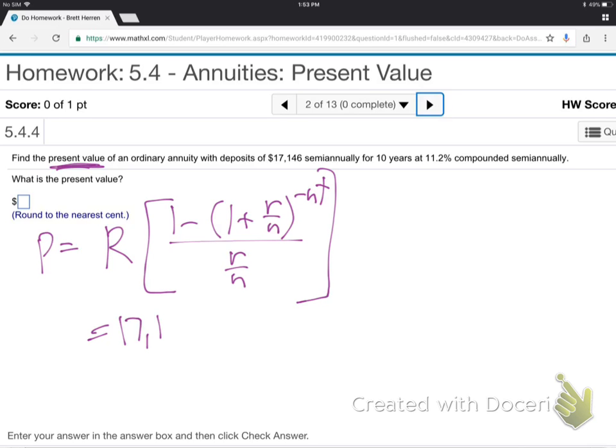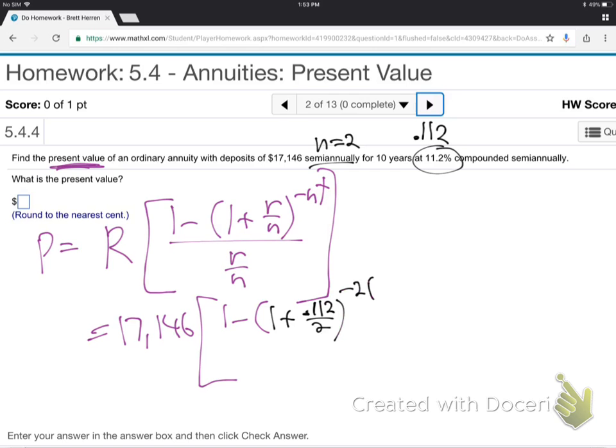Let's see. So it's payment 17,146 times 1 minus, what is it? 1 plus R over N. R is 0.112, right? Over N. What's N? Semi-annually, twice a year, N is 2. Minus 2, and then T is 10 years, all over. There we go. So start typing that in.